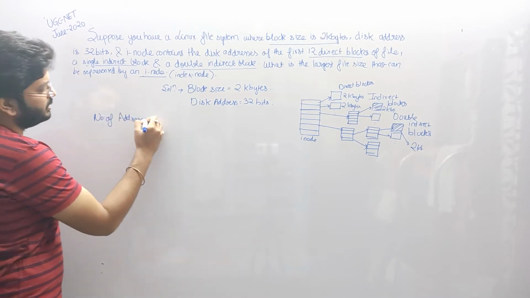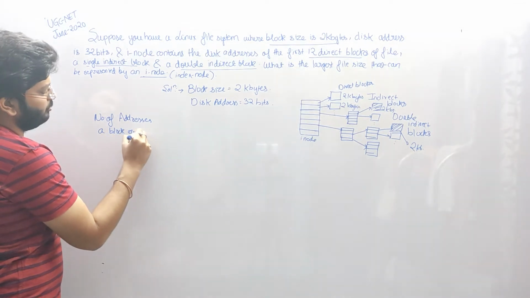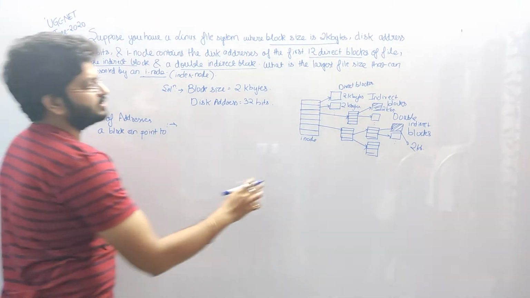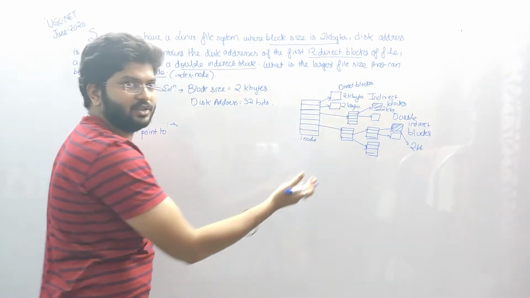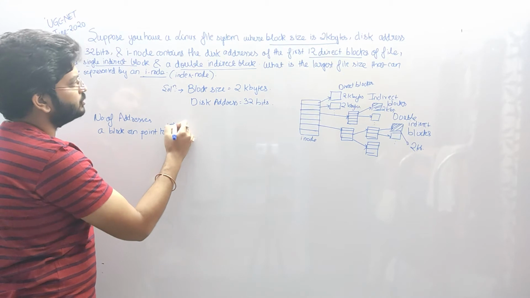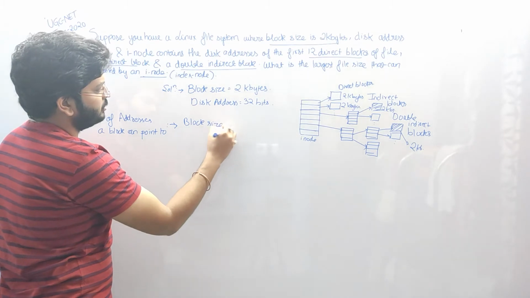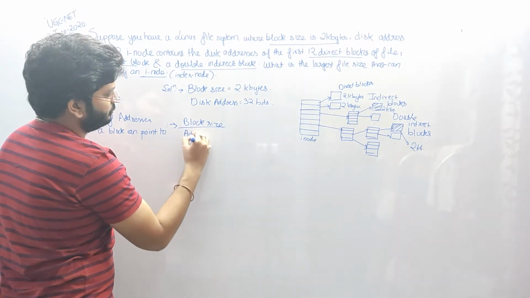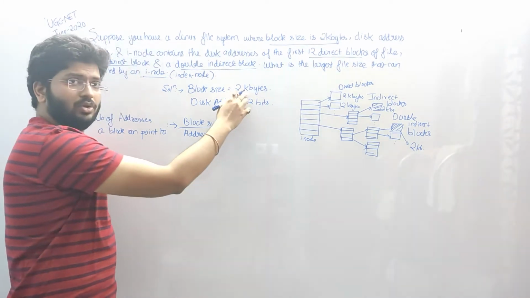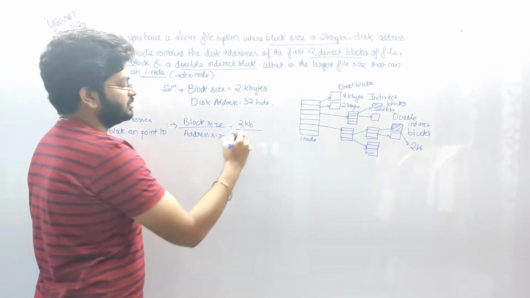Now number of addresses a block can point to. Number of addresses means this block can point to how many addresses? We have to calculate here. Number of addresses a block can point to. This will be calculated by using the formula block size by address size. Okay, so here the block size is 2 kilobytes. So I'm writing here 2 kilobytes. Address size is given in 32 bits.